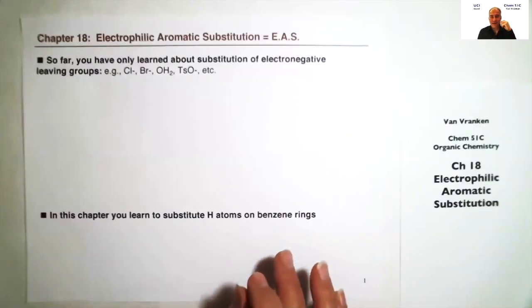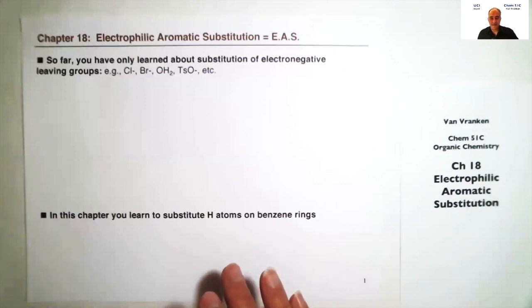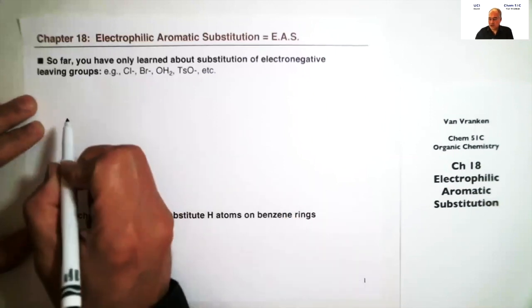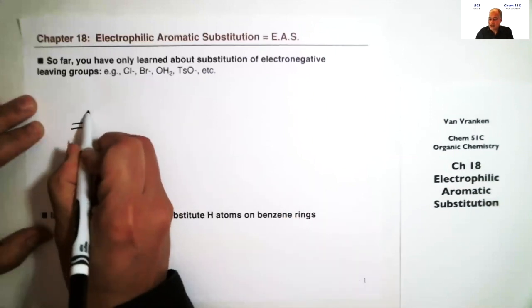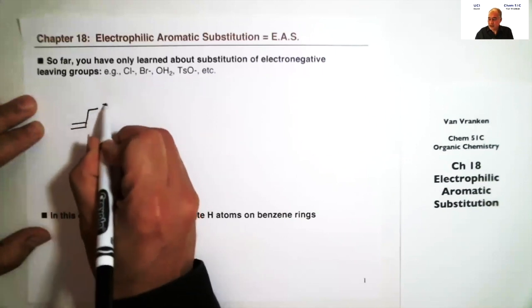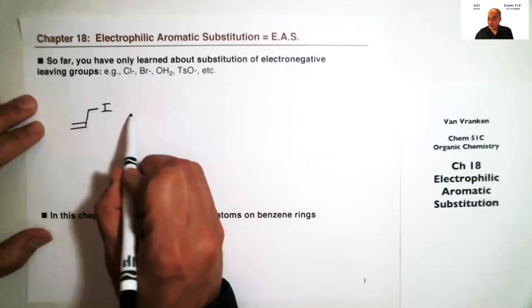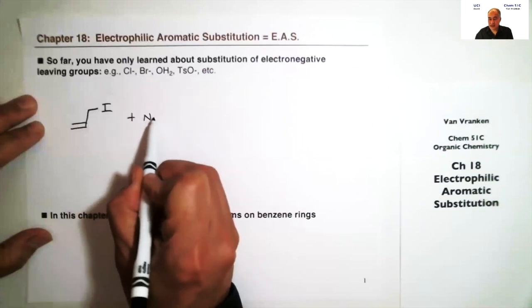All right, let's go ahead and get started with the content for Chemistry 51C. We're starting with Chapter 18 called Electrophilic Aromatic Substitution. And I want to try to remind you of what you already know. Throughout the first two quarters, what you've learned is substitution of electronegative leaving groups. You've been trained to look for and identify bonds to halogens like chloride, bromide, or iodide, or bonds to leaving groups like tosylate.